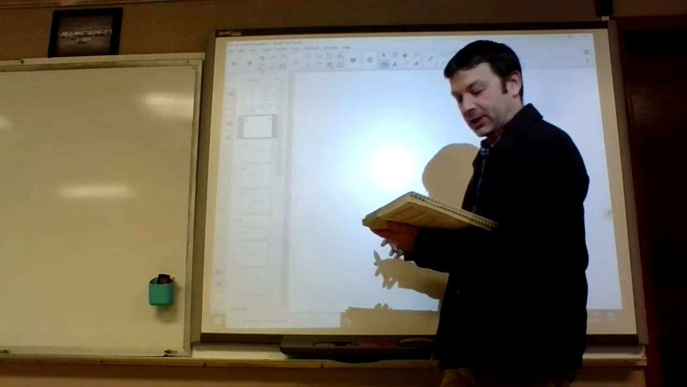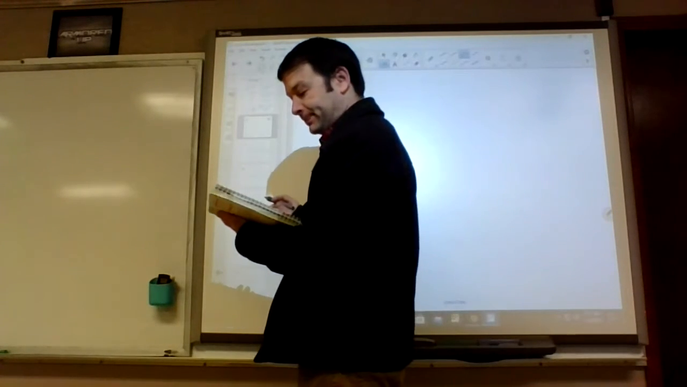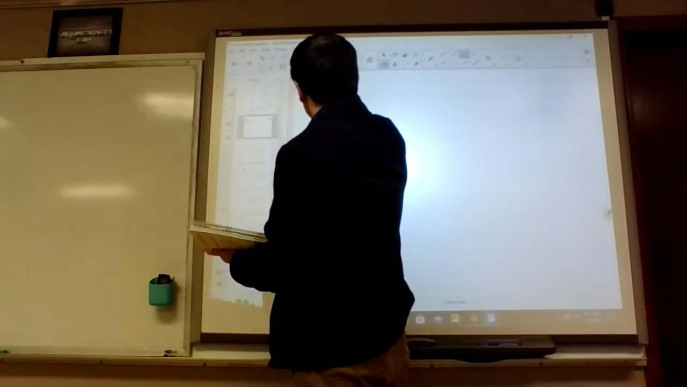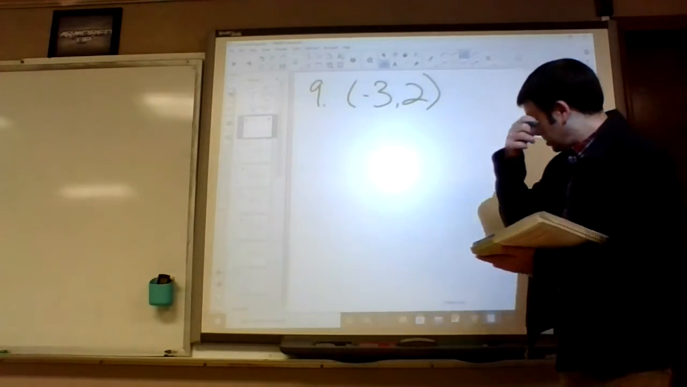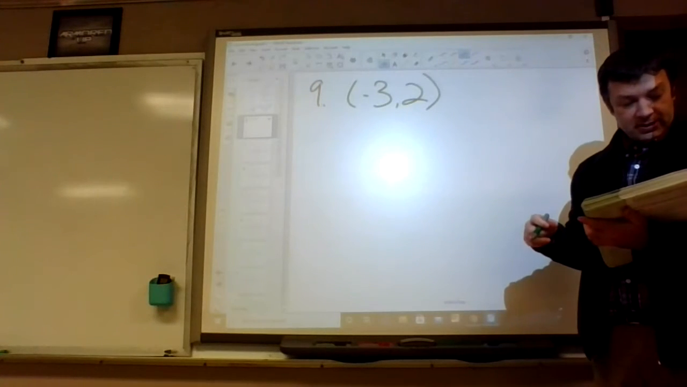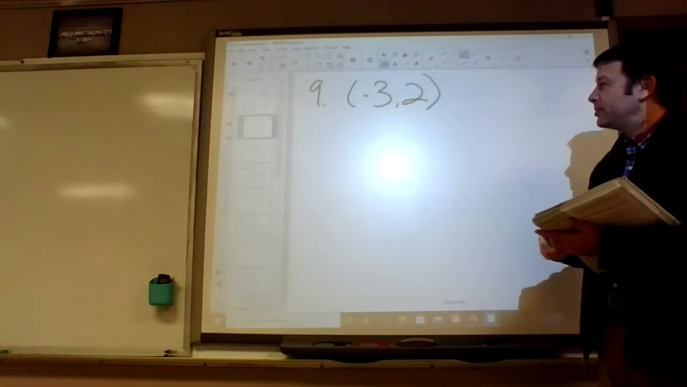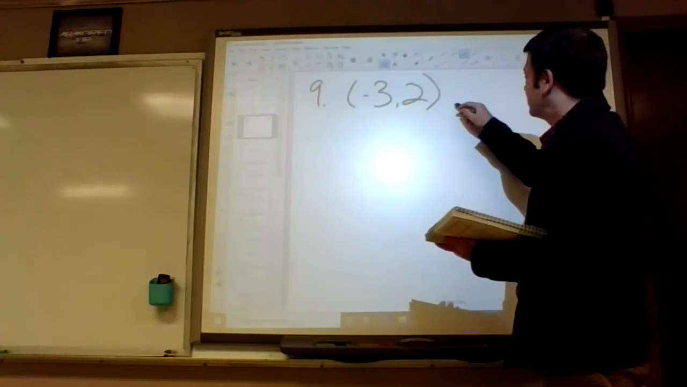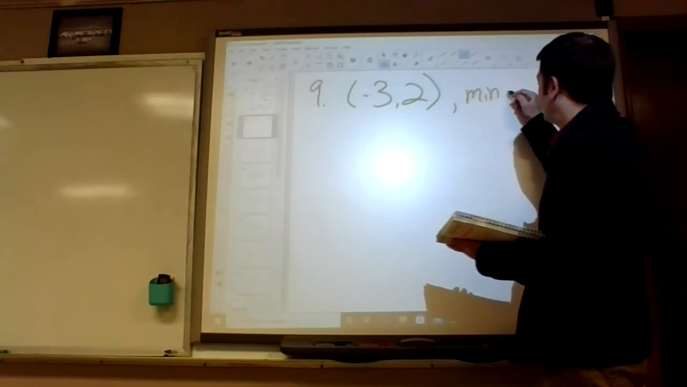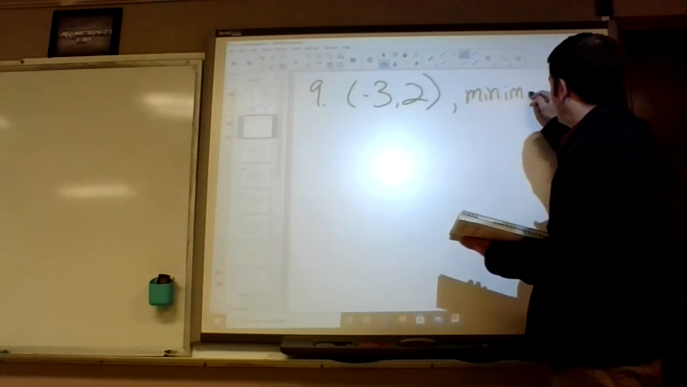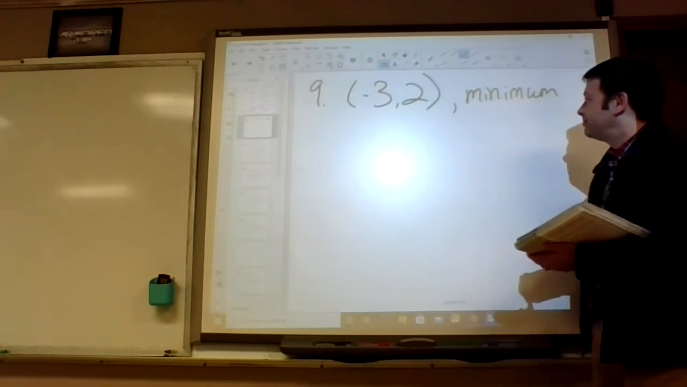What is the vertex for number 9? Okay, -3, 2. Second question, is it a maximum or minimum point? Minimum. It's the bottom of the graph, right, not the top. So it's a minimum.